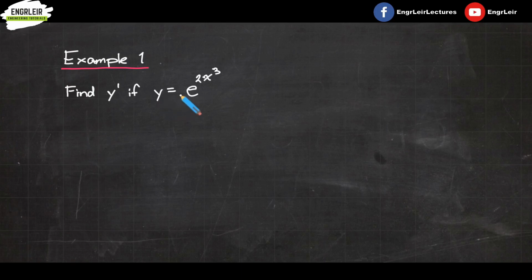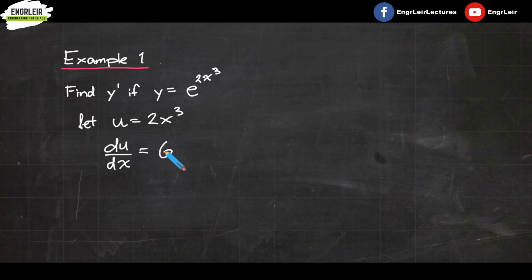So we have y is equal to e raised to 2x cubed. For this one, yung exponent natin ay hindi x, ang exponent natin ay 2x cubed. So, ang pwede nating gawin is first we let u is equal to 2x cubed. Gagamitan natin ng chain rule. Of course, yung du over dx, this would be 6x squared. So, gagamitan natin yung chain rule. Yung function natin now will become e raised to u.